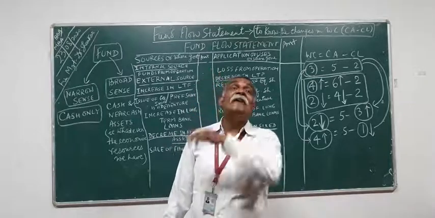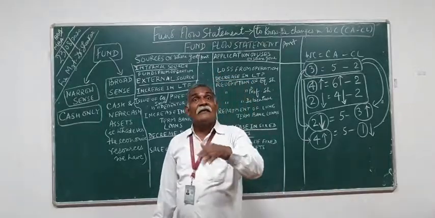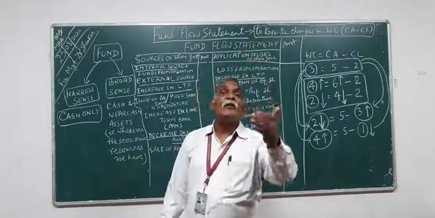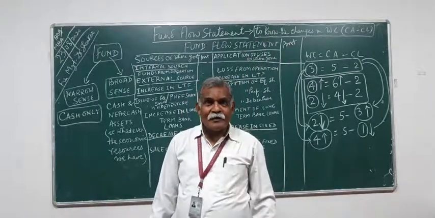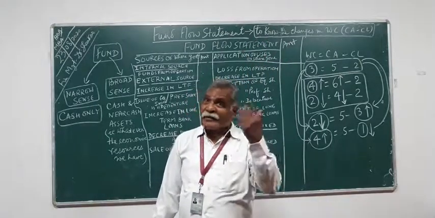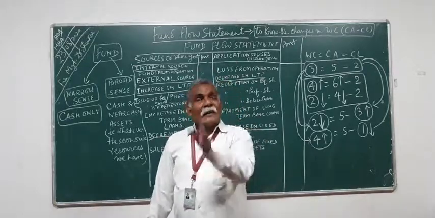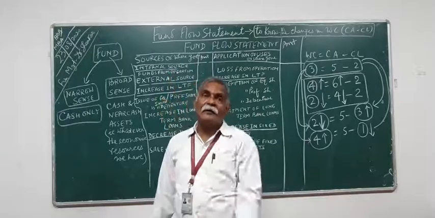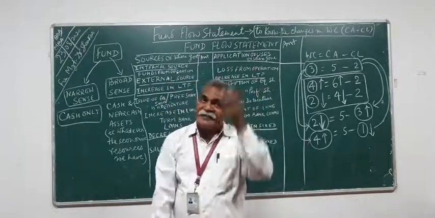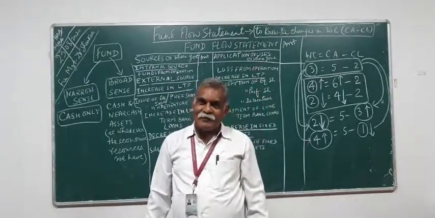Non-operating gain, that is profit on sale of shares, profit on sale of fixed assets. This is your gain. That also you are including in gross profit, and you are considering it on the credit side of the PL account. And by that amount, your net profit is increasing in the PL account.